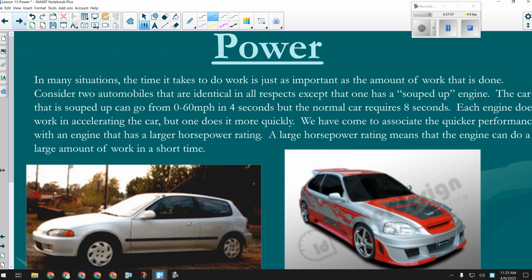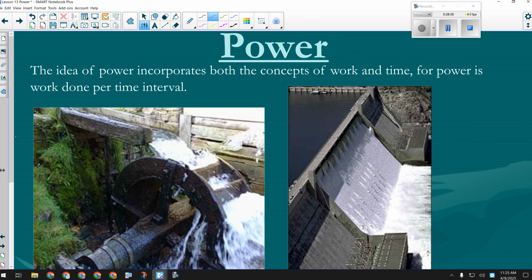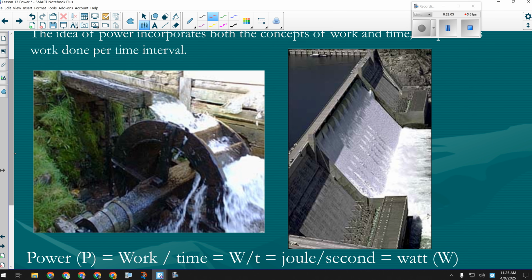All right, so these two things are both hydroelectric dams. That's an 1800s style water wheel, and that is Grand Coulee Dam. It provides electrical power to the Pacific Northwest. That's Washington, Oregon, and parts of Idaho. Can they do the same amount of work? Sure they can. If I run Grand Coulee Dam for 1,000th of a second and I run this water wheel for 1,000 years, yes, they can do the same amount of work. But one is obviously more powerful than the other.